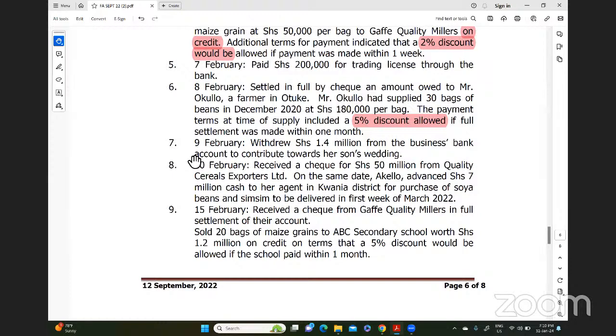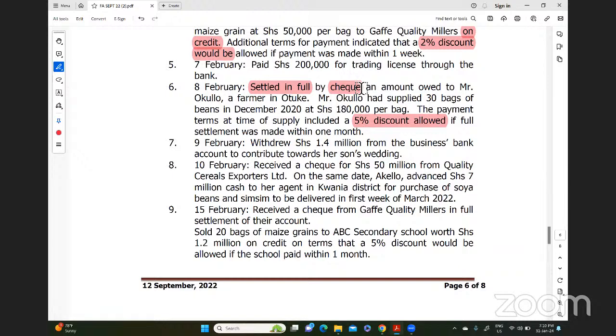Hey, this transaction. Oh, yeah, it is 7. Transaction number 6 on 8th of February, settled in full by what? Now, settled in full means what? Paid, not so? And by what? By check. An amount owed to Mr. Okulo, a farmer in Otuke.